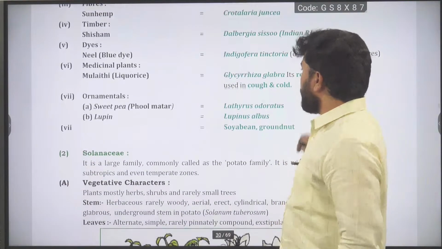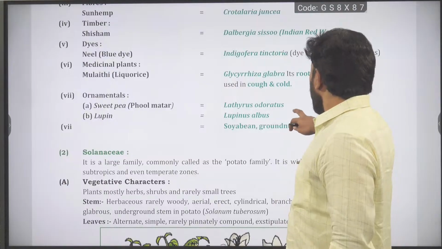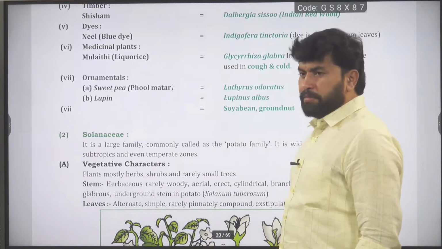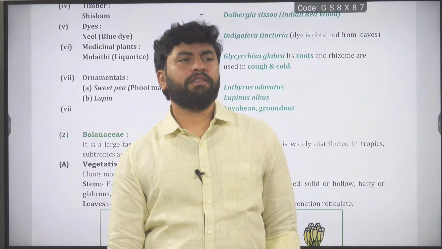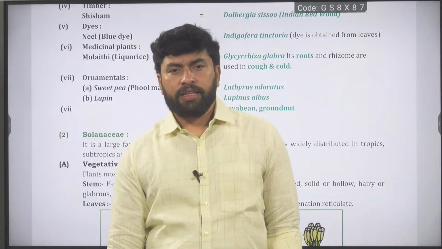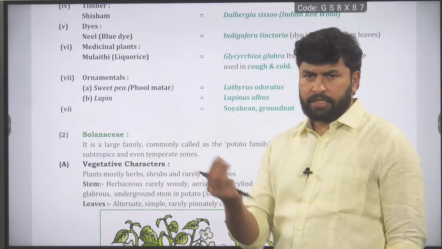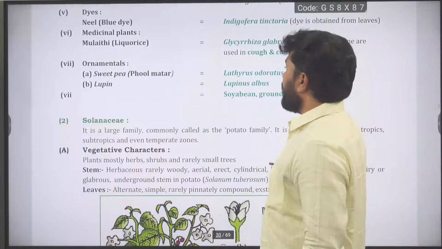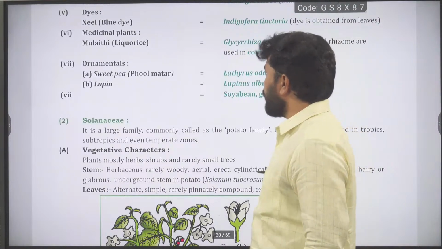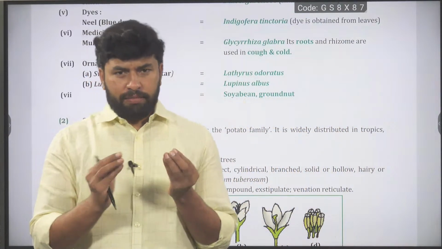Next one, Liliaceae. Remember, Mulethi, it has been mentioned in our NCERT book, it is used as a medicinal plant. For what purpose of medicine? It is generally prepared as cough syrup. In olden days, the cough syrup was our mulethi. Sweet pea and lupin both belong to ornamental plants. Again, we need to learn some part by heart.